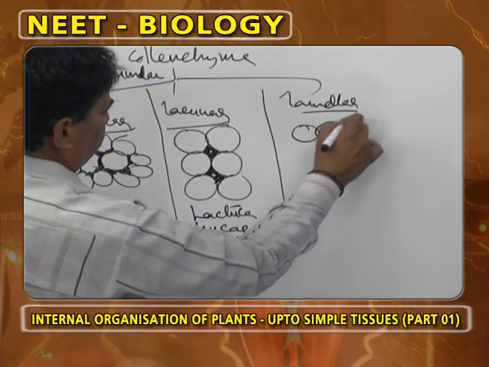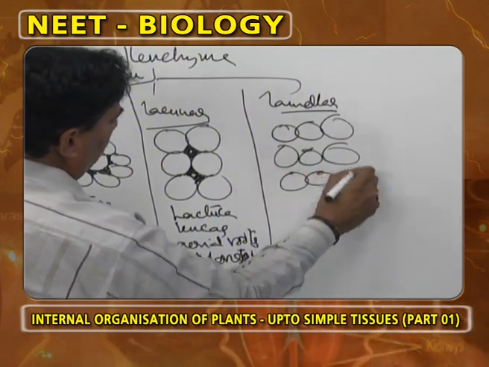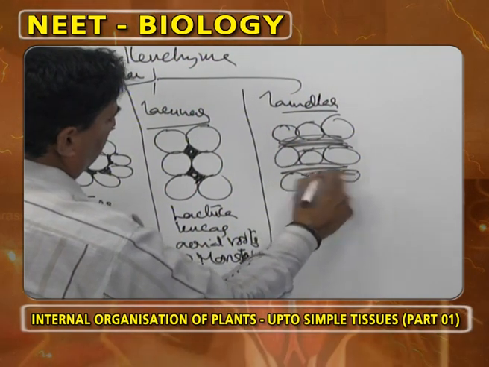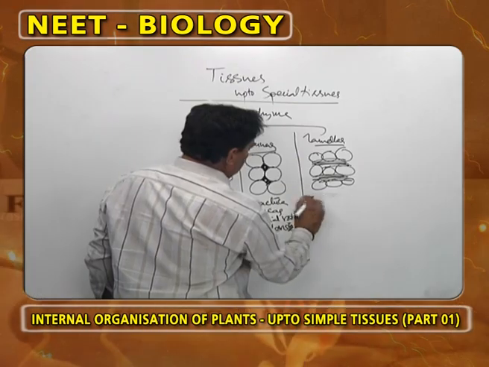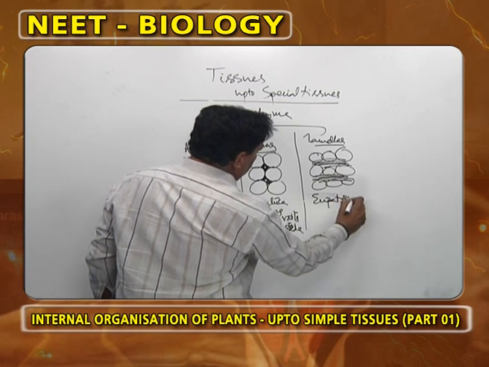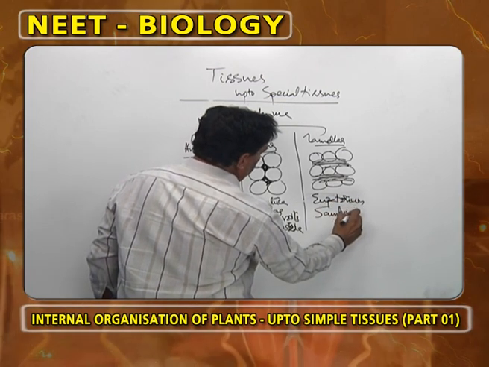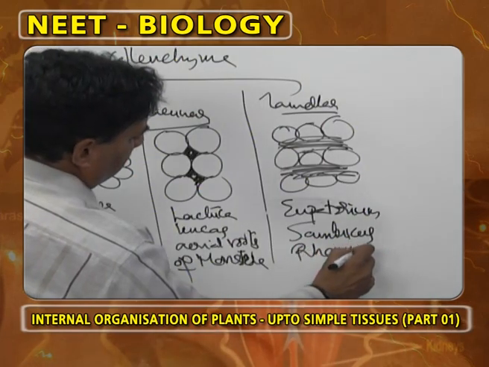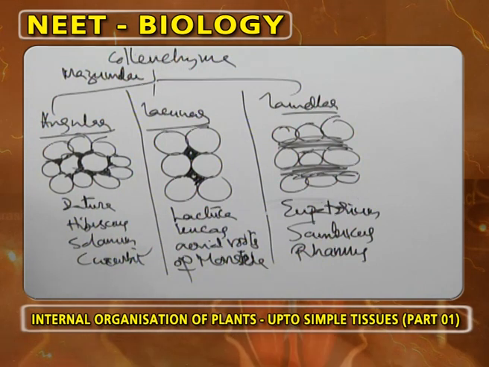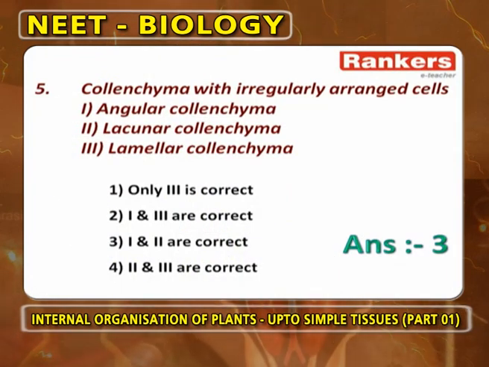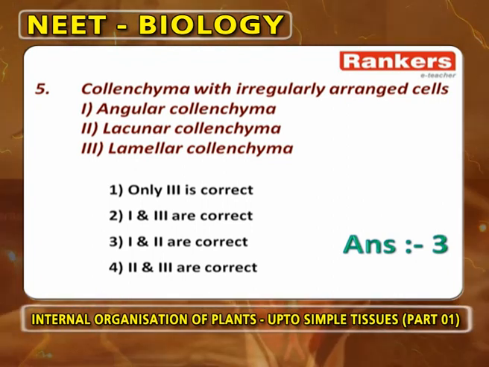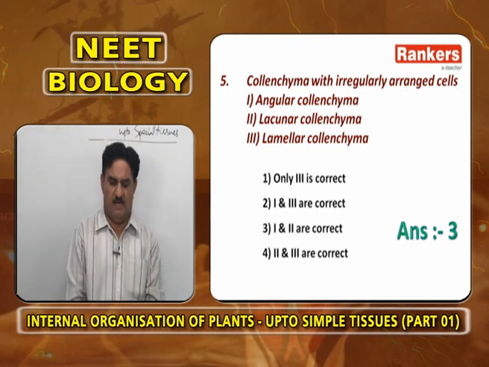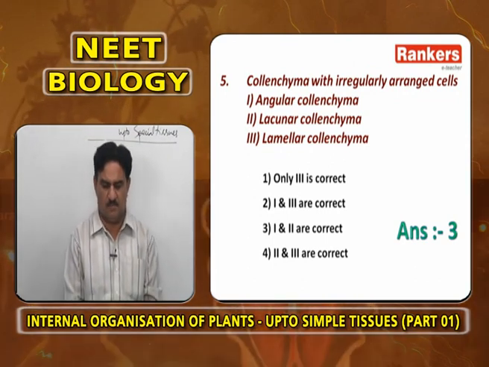Lamellar collenchyma: cells are arranged irregularly. Cell wall is deposited more on the tangential walls than on the radial walls. Examples: Eupatorium, Sambucus, Rhamnus and many plants. So, the question here is the collenchyma that shows irregularly arranged cells. Irregularly arranged cells means only two: one is angular collenchyma, the other is lamellar collenchyma. So 1 and 3 is correct, not 3, it is 2.